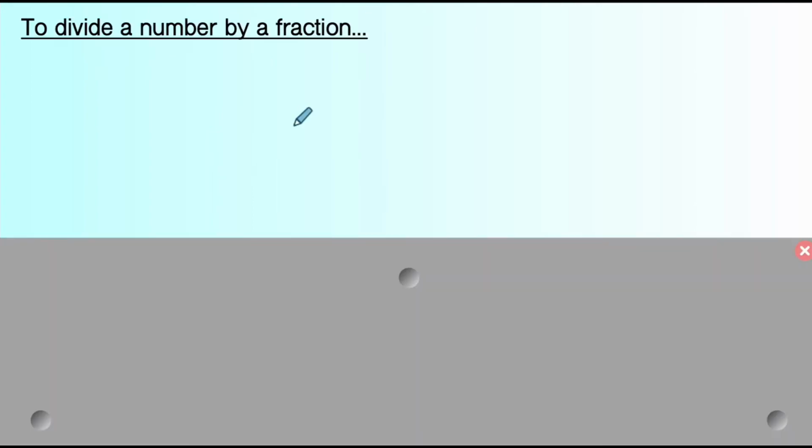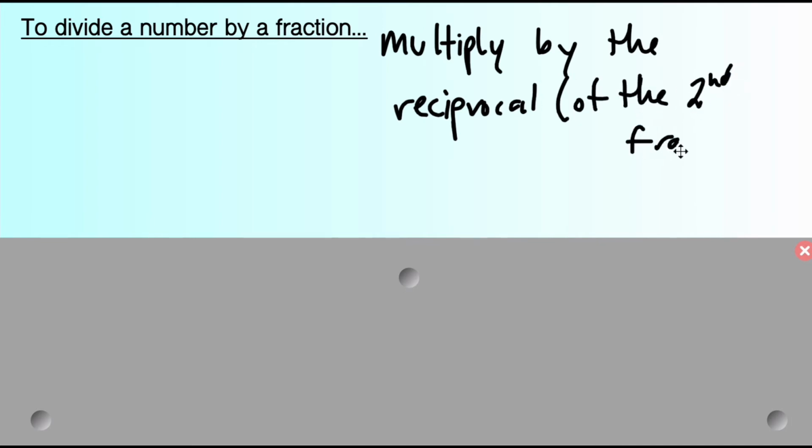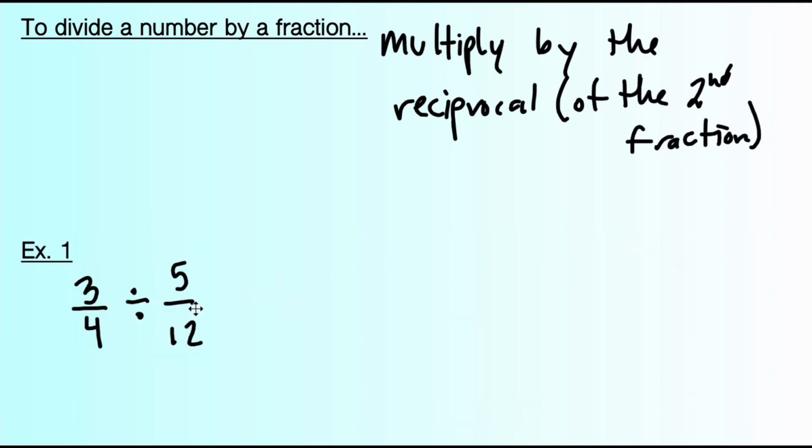That's important because to divide when a fraction is involved, you need to multiply by the, here's that word, reciprocal, of the second fraction, the number that's being divided by. So for example, 3/4 divided by 5/12. You're not actually going to do any division here. When we divide fractions, we take a step and rewrite it as a multiplication problem.